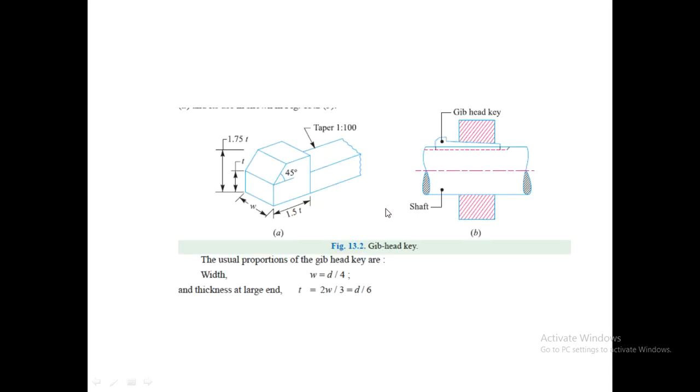by 4. For a jib head key, the width and the thickness of the key are W and T, whereas the length of the jib head is 1.5 T and the height of the jib head is 1.75 T. So here also the key has a taper of 1 is to 100 and the angle the jib head makes with the horizontal is 45 degrees.